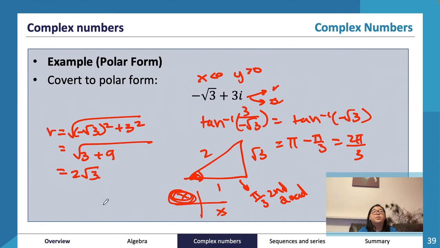Okay, cool. So then once again, we piece it all together. We get negative root 3 plus 3i equals 2 root 3 cis 2 pi on 3.